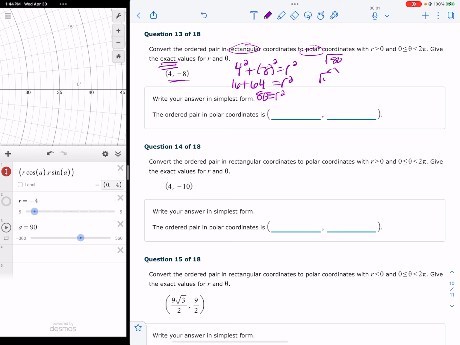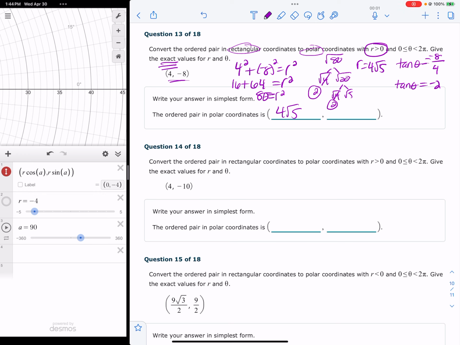So let's do square root of 4 times square root of 20 because the square root of 4 is 2. And then square root of 4 times square root of 5, and square root of 4 is 2. So our R is going to be 4 square root of 5, and we still want a positive R. Okay, now let's do our angle. Tangent of theta is y, which is negative 8, over x, which is 4. So tangent of theta is negative 2.